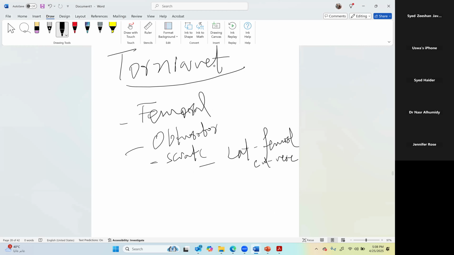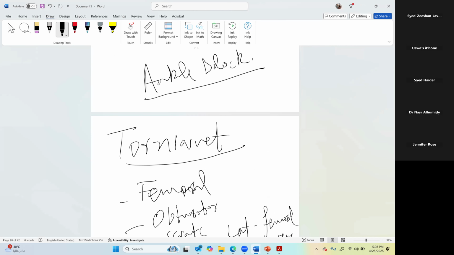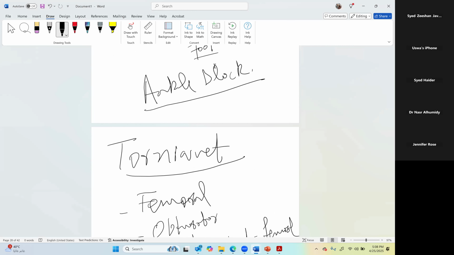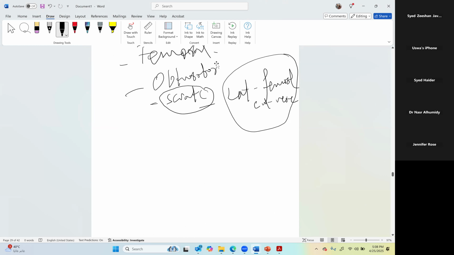Okay, so tourniquet, any confusion about it? No, sir. So for the tourniquet, you need to block these. There will be less involvement of the sciatic nerve, but at least the femoral, obturator, and lateral femoral cutaneous nerves need to be blocked.